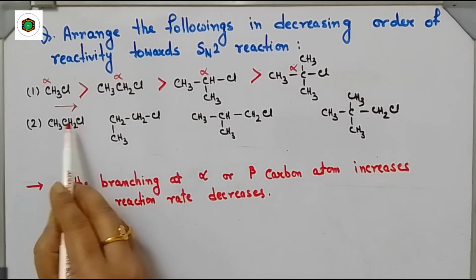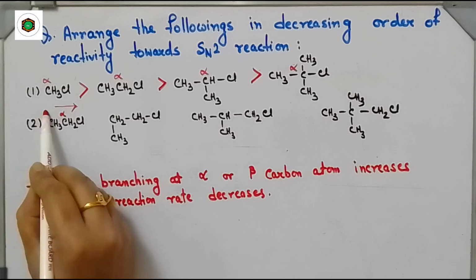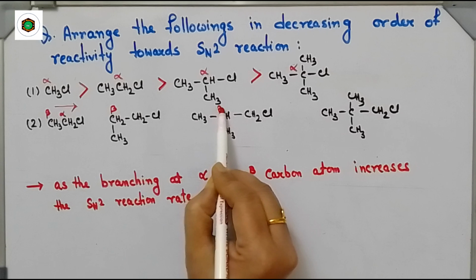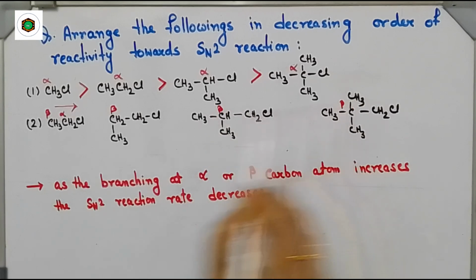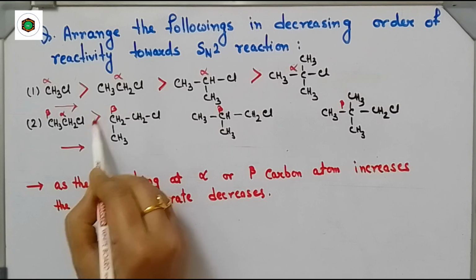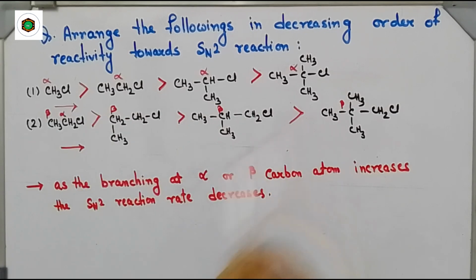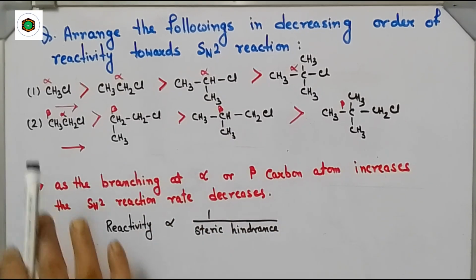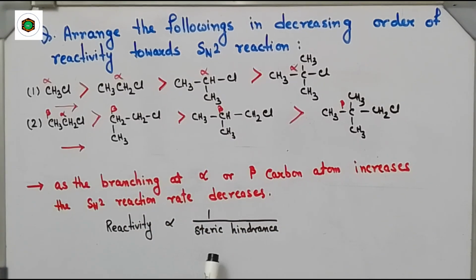With respect to this halogen, this carbon is alpha, this carbon is beta. So this is the beta carbon, this is beta, this is beta. From left to right, branching at the beta carbon increases. So the SN2 reaction rate decreases. So the order will be like this. So we can say reactivity for SN2 reaction for the substrate is inversely proportional to steric crowding or steric hindrance of the substrate.